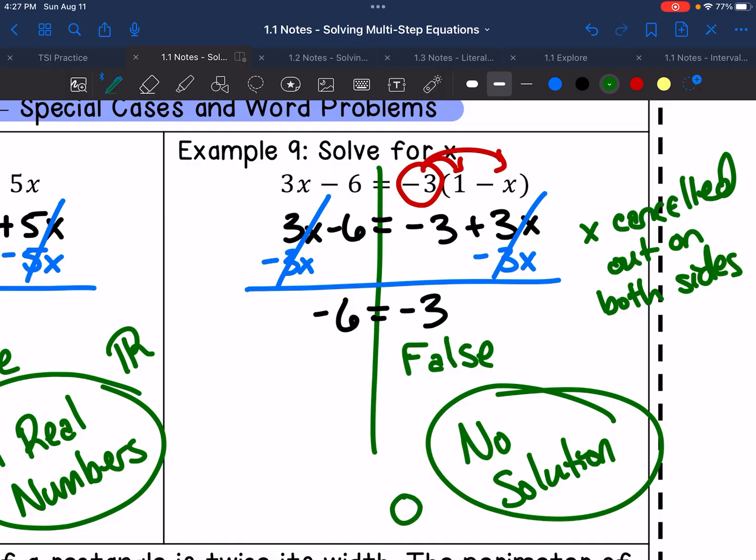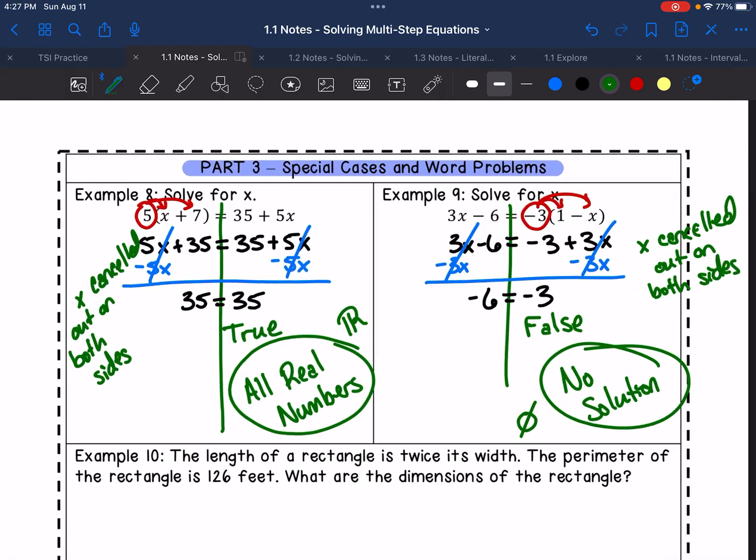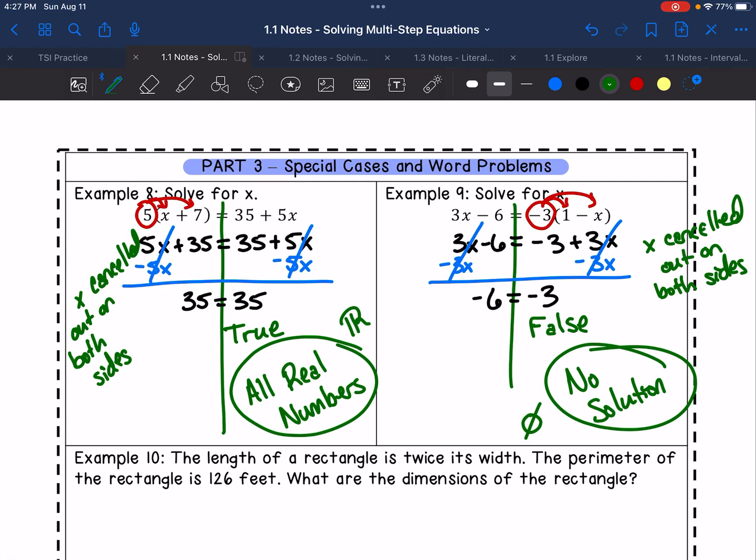You may see the symbol for no solution. It's like a 0 with a line through it. That's what that means. All right, so once again, I really want to emphasize that for both of these special cases, your x canceled out completely. It no longer existed. We had 0x on both sides of the equation. That's the only time you should come up with these two answers.